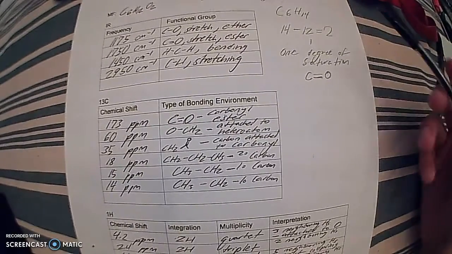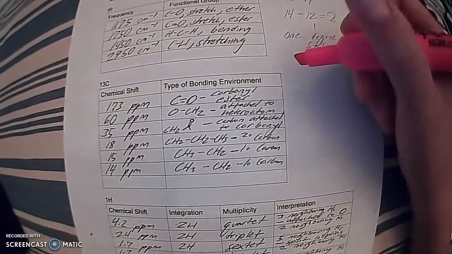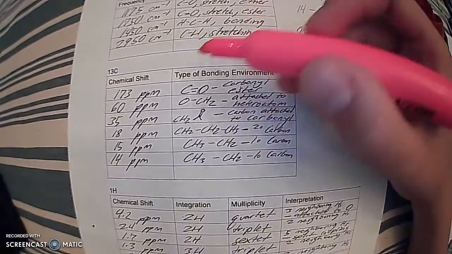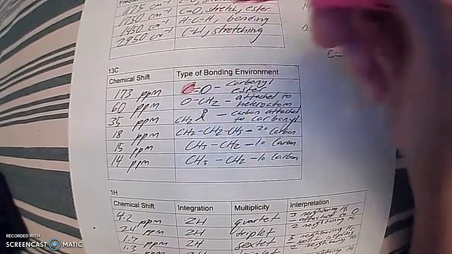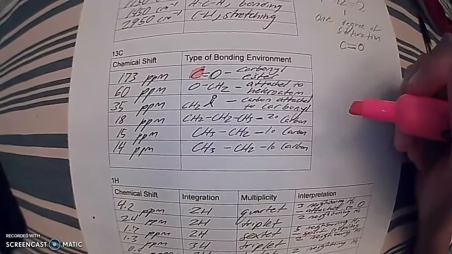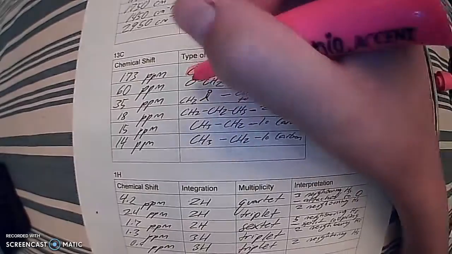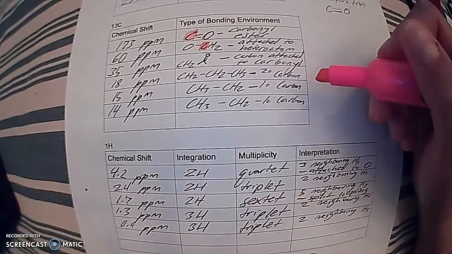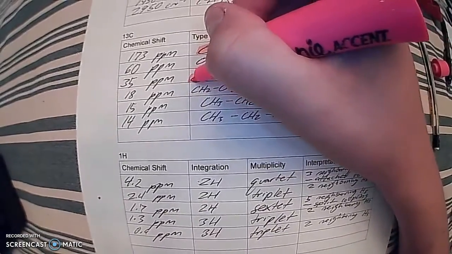So here we'll go ahead and we'll highlight the carbons that we are talking about. So here, the chemical shift for 173, we're going to talk about this carbon and the carbonyl. For 60 parts per million, we're looking at the carbon attached to the heteroatom, which is the oxygen. Here we're looking at the carbon attached to the carbonyl, which is this one.